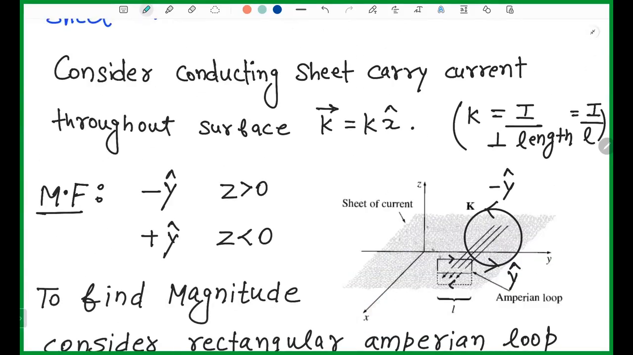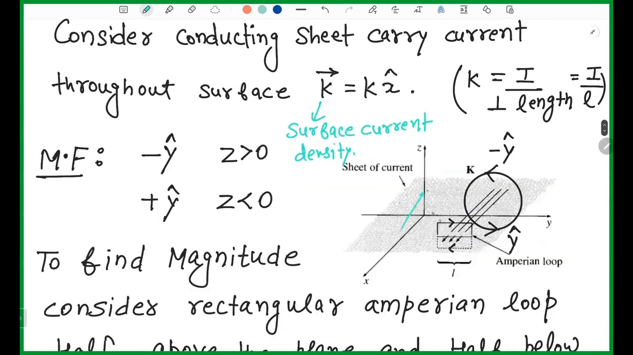And since the current is flowing in the sheet, the value of K vector is given. This is known as surface current density. The direction of surface current density is same as the direction in which the current is flowing. So the current is flowing along x-axis. So the surface current density has a direction along x-axis.